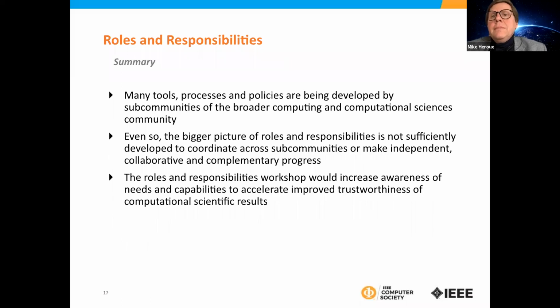Next slide, please. And so this is just a summary. We are developing a lot of tools and processes and policies, but they're often not done sufficiently in a bigger context so that we know about each other's efforts and can assist each other in elevating all the activities that have to occur for trustworthy computational science results to be a real thing across the board.